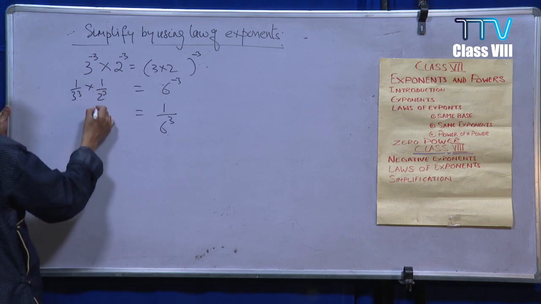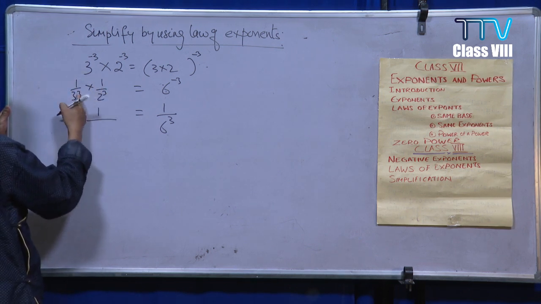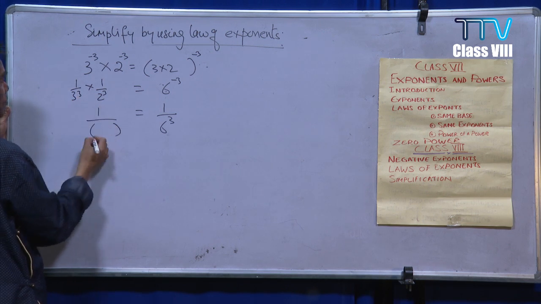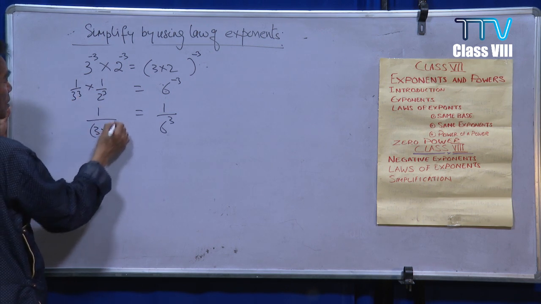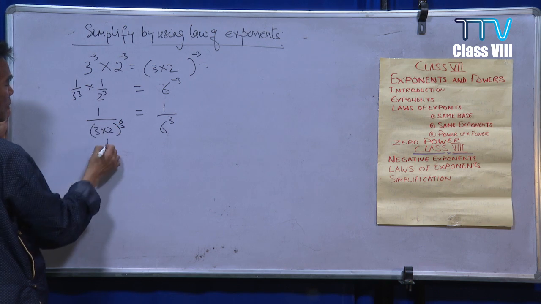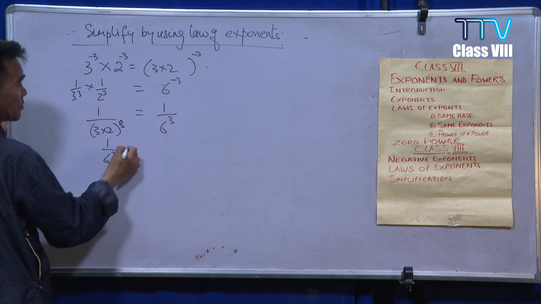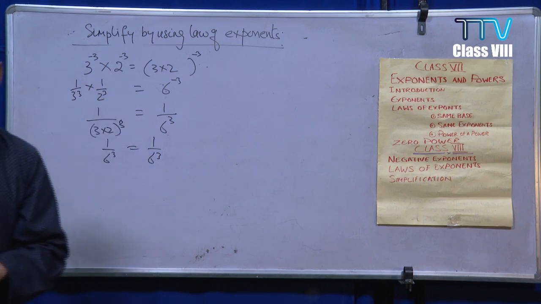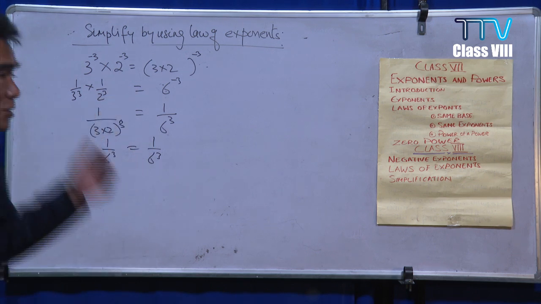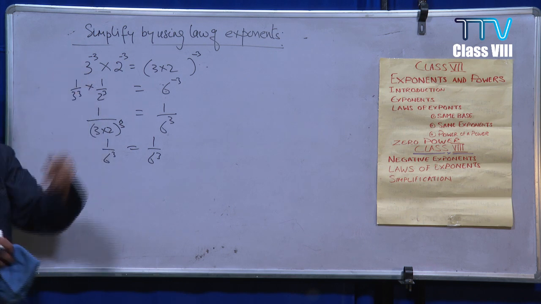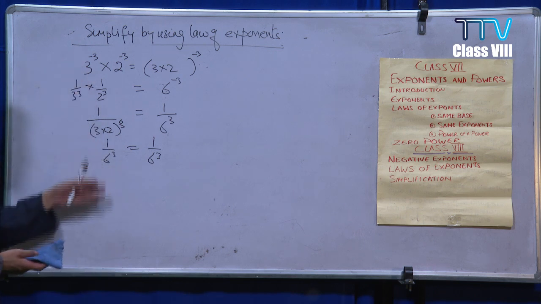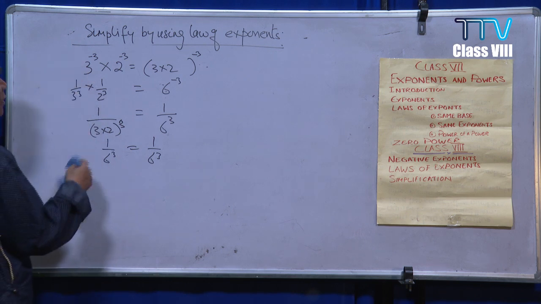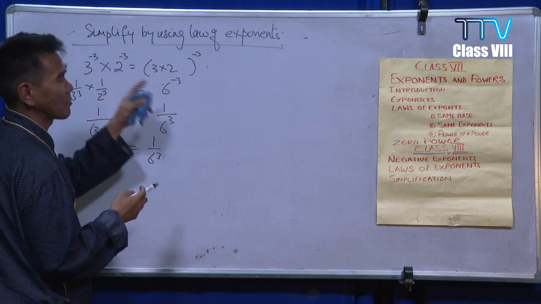The numerator becomes 1, and the denominator has the power with the base. The base stays the same, and we multiply the powers. So 1 upon 6 to the power is the answer. The method is similar: the negative exponent changes to positive and we change the side. Okay, the base stays and the powers are added for multiplication.